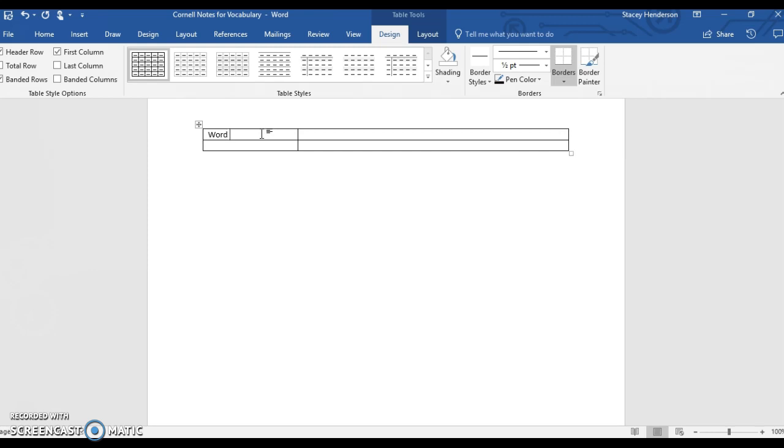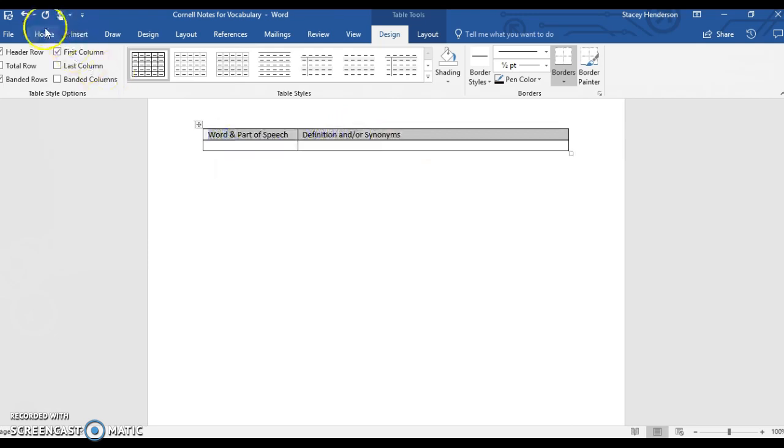So I'm just going to go ahead and label each of these. So I'm going to put word and part of speech. And then on the other side, I am going to put the definition and/or synonyms.